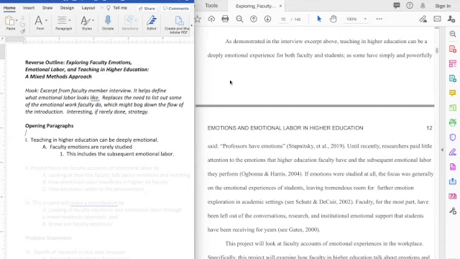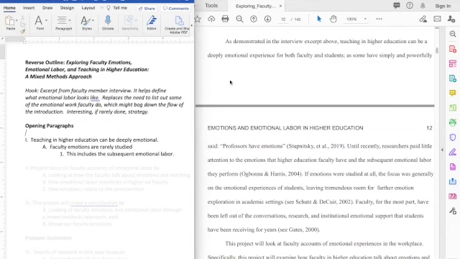As demonstrated in the interview excerpt above, teaching in higher education can be a deeply emotional experience for both faculty and students. As some have simply and powerfully said, professors have emotions. Until recently, researchers paid little attention to the emotions that higher education faculty have and the subsequent emotional labor that they perform. If emotions were studied at all, the focus was generally on the emotional experience of students, leaving tremendous room for further emotional exploration in an academic setting. Faculty, for the most part, have been left out of the conversations, research, and institutional emotional support that students have been receiving for years.